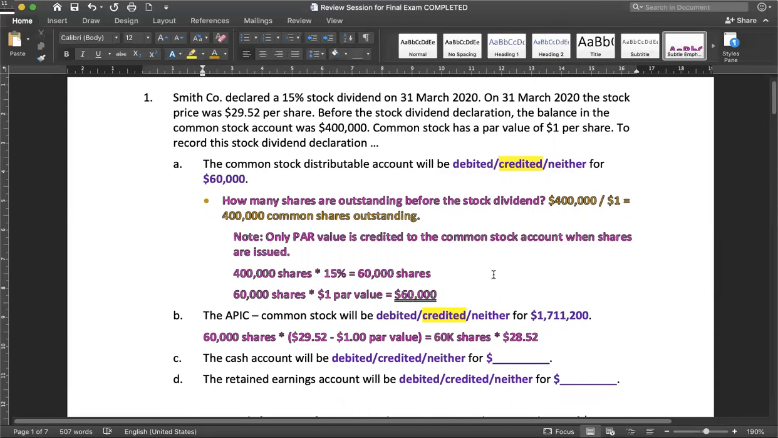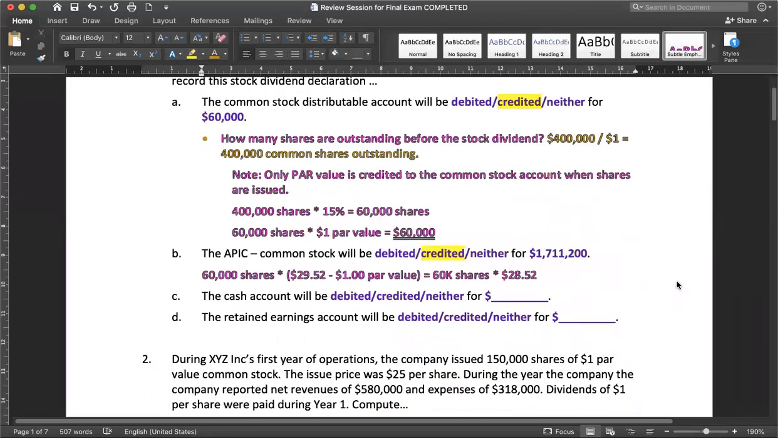Okay, so now I'm going to give you a chance to answer part C. If you'll go to the chat box and just send it to me, you should have two things in your answer: debit, credit, neither, and then a dollar amount. So I'm going to give everybody a moment or two to work on it.